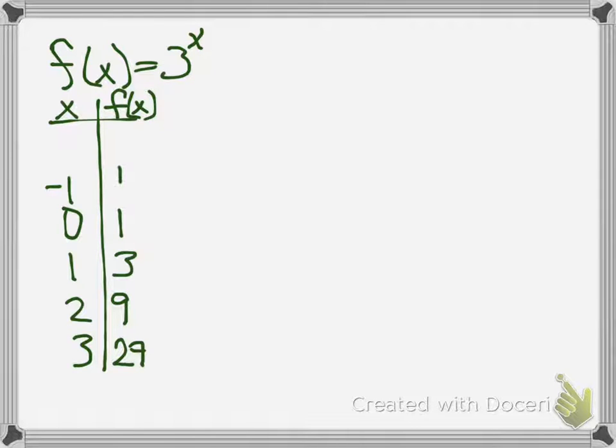But then you do negatives. Oh no, what happens with negatives? Negatives are going to give you fractions. So 3 to the negative 1 power is 1/3. 3 to the negative 2 power is 1/9. And yes, we will discuss what you have to do with those later.